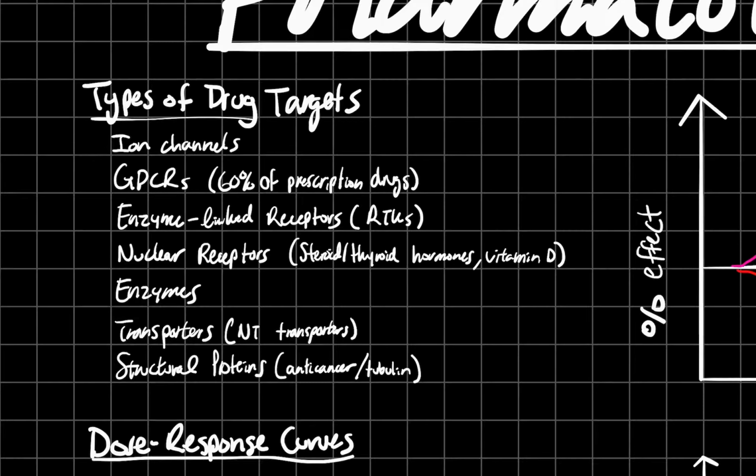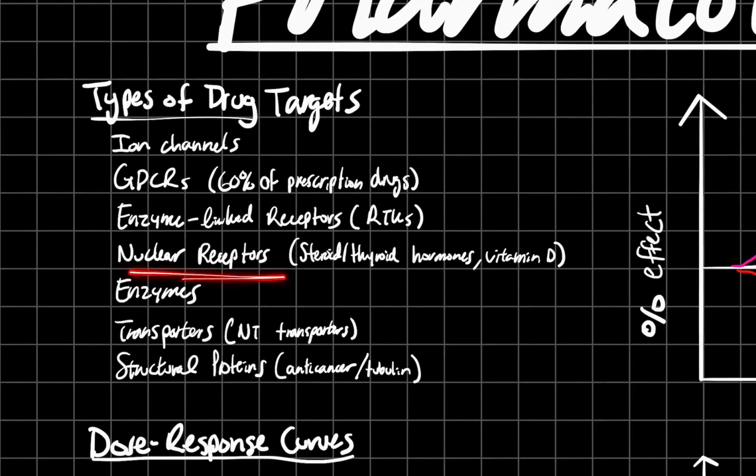And then we have your enzyme-linked receptors, and the most common is going to be receptor tyrosine kinases. So, for example, if you have type 1 diabetes, you're going to be prescribed insulin, and when you take insulin, it's going to bind to these receptor tyrosine kinases. It's going to trigger a downstream cascade, leading to GLUT4 receptors going into the plasma membrane, allowing for glucose to go into the cell and out of your bloodstream.